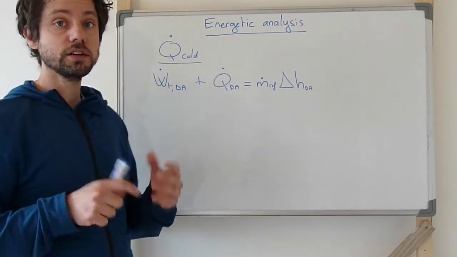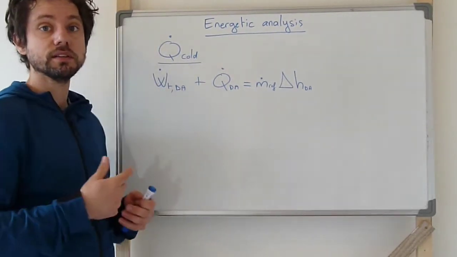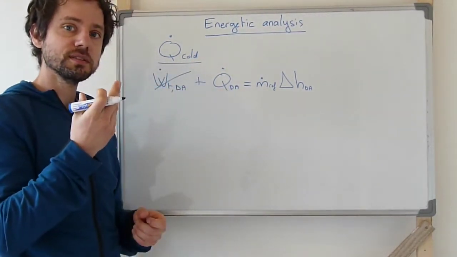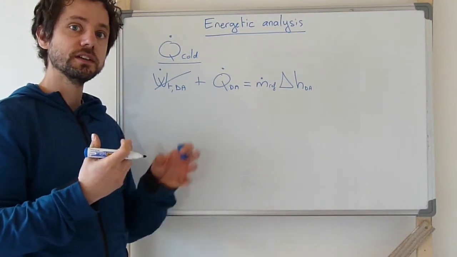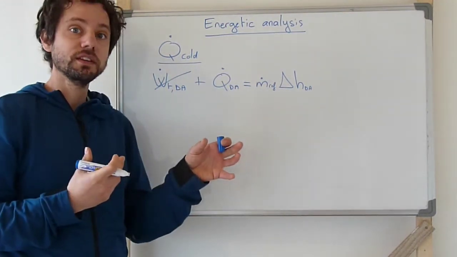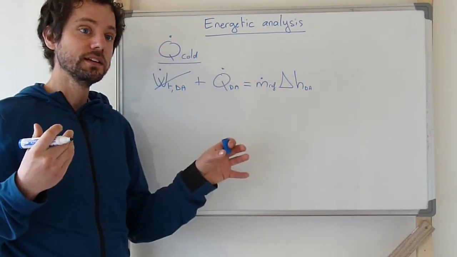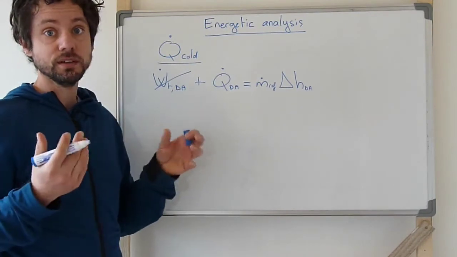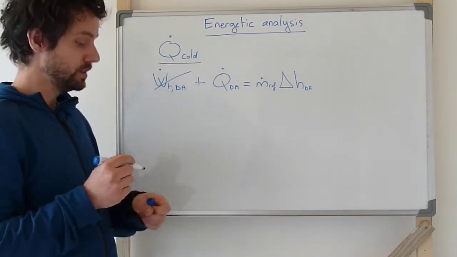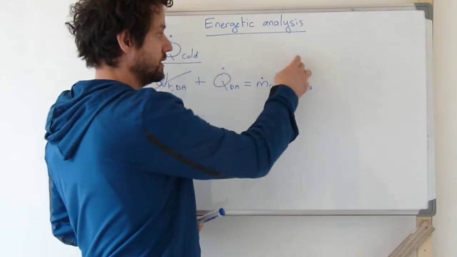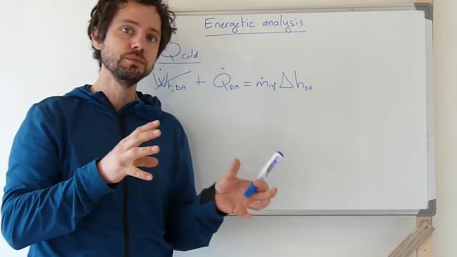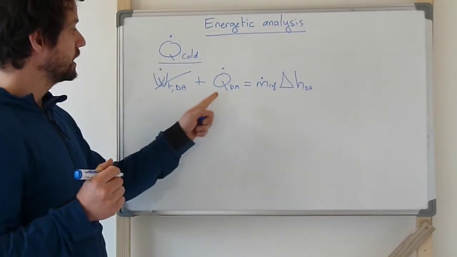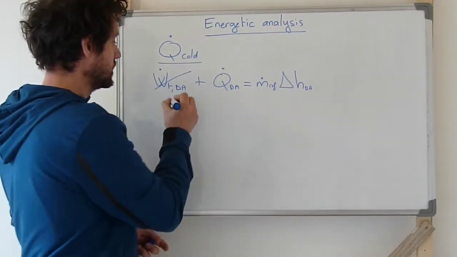In a heat exchanger, there's no technical work exchange because there are no moving parts. It doesn't mean that there's no work exchange, because there's a work of insertion and of extraction. This is due to the fact that we have the same pressure at the inlet and outlet, but we don't have at all the same specific volume. So these two works are really different, but they are taken into account inside the enthalpy with the internal energy. So there's no technical work exchange, and what we are looking for is Q cold.